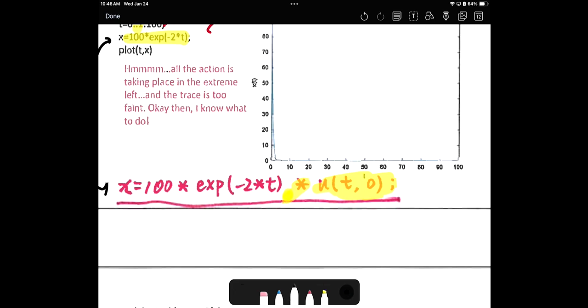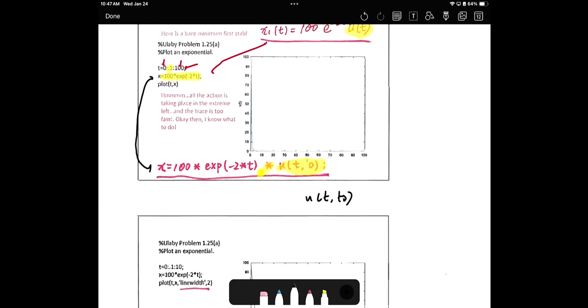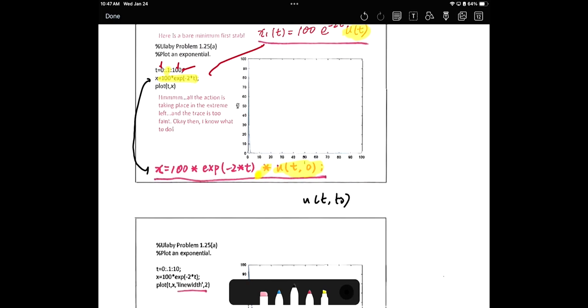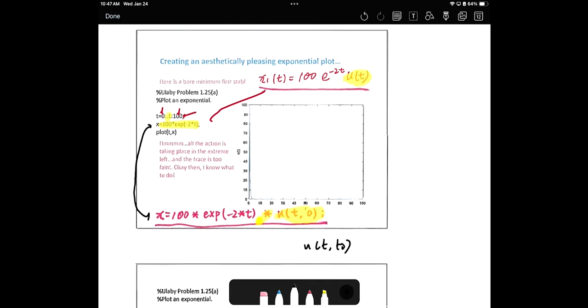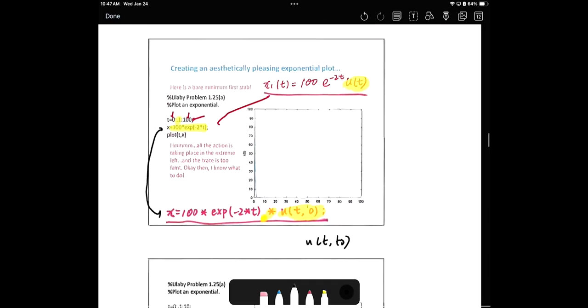I think we already discussed how to define u of t, t0. I already told you to do it. So I'm assuming now you already defined that function, and you already stored it. Now you can use it. Because again, there is no function in MATLAB called u of t, t0, but you need to define it by yourself. Then you just multiply. That's how we do it in case we need u of t.